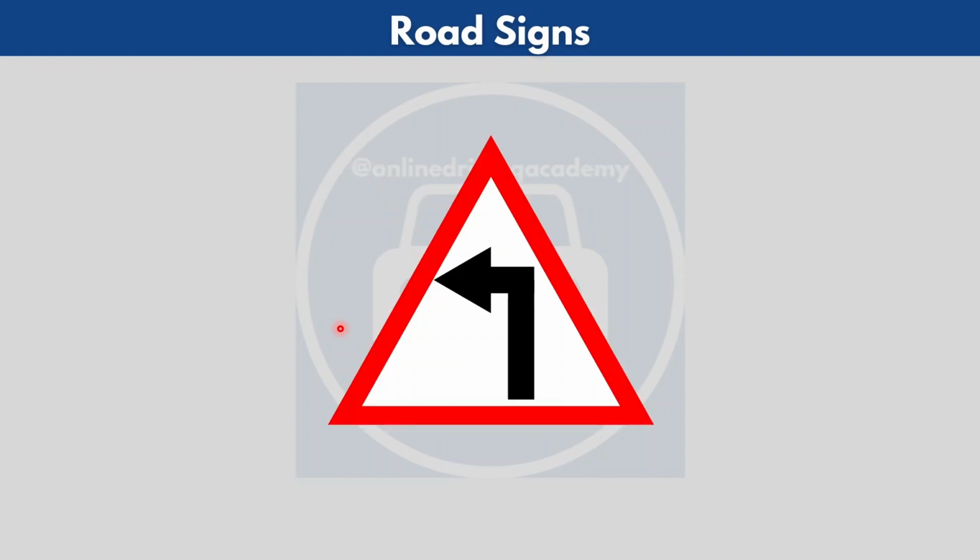Now we see another triangle shaped road sign with a red border again. However, we can see that there is a black arrow that is pointing towards the left direction, right? And this road sign will actually indicate that there is a sharp turn to the left ahead. As I have said, triangle road signs will always warn you of something. So in this case, it will warn you of a sharp turn to the left.